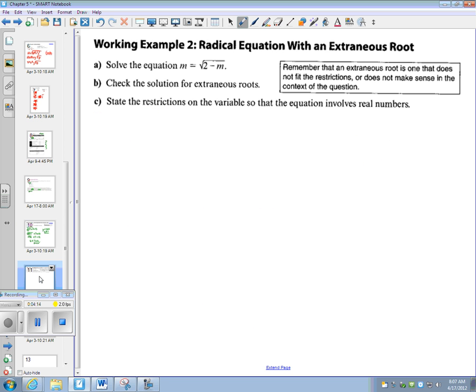So now they say that we have an extraneous root. An extraneous root is one that does not fit the restriction or doesn't make sense. And because you square both sides, sometimes you get two roots and one root doesn't make sense. So you always have to check these. So what we're going to do is solve the equation m equals the square root of 2 minus m.